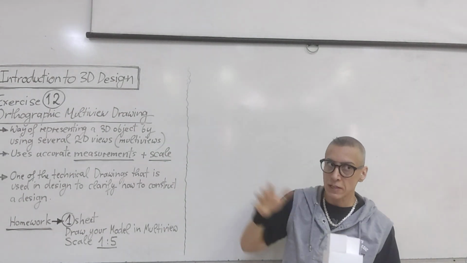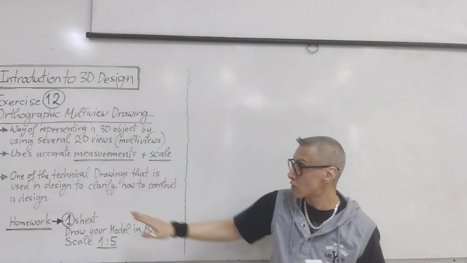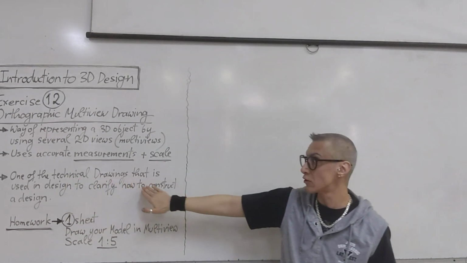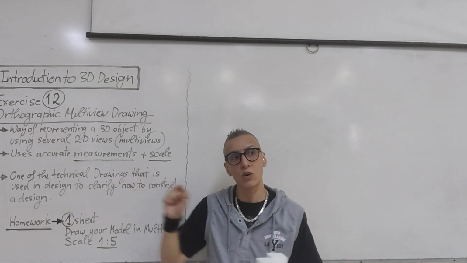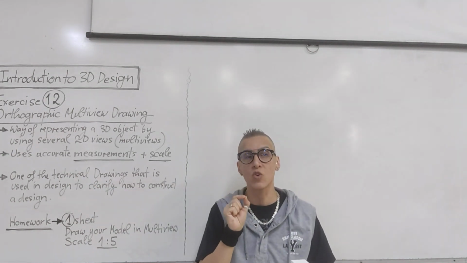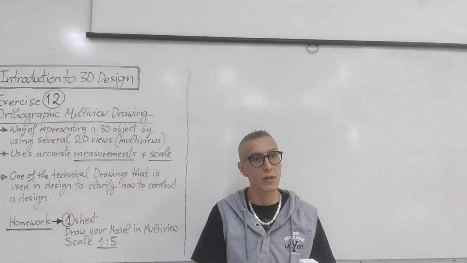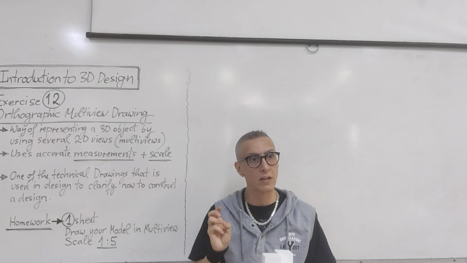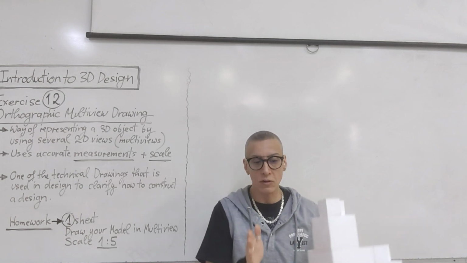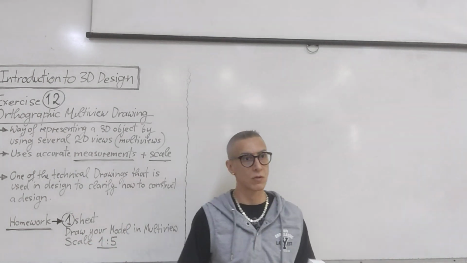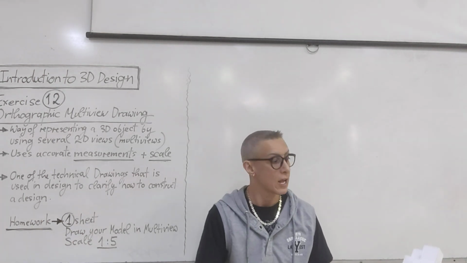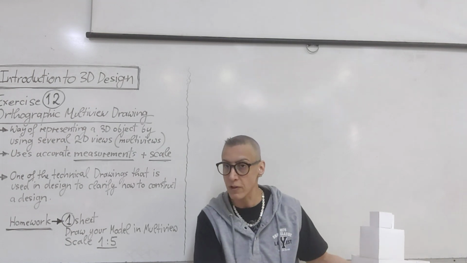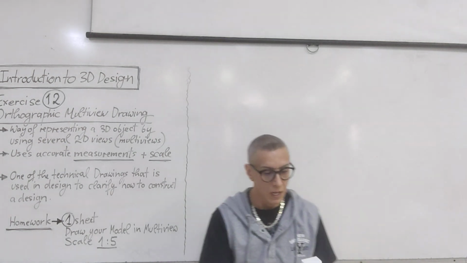The orthographic multi-view drawing is one of the technical drawings. So, I already explained it. Technical drawings, when we say technical, it means accuracy. We need to have measurements, we need to have scale in any technical drawing. Technical drawings are used for building things. So, I have a drawing, when I look at it, I need to understand the design, and then when I build it, I need to build it according to the drawing, okay?